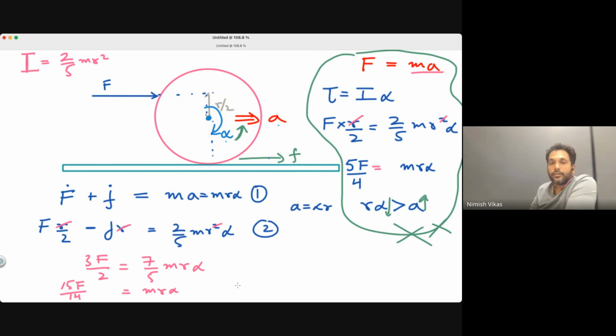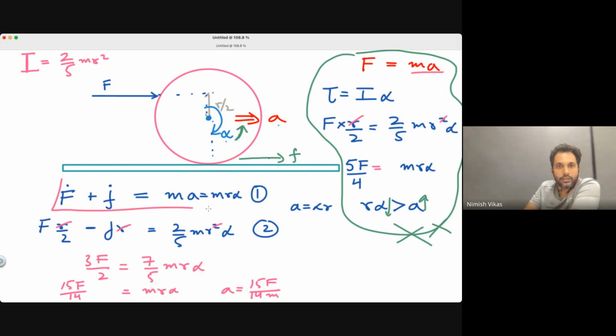I asked somebody, and he just casually said it is F by m. It is not F by m. I'm pretty sure that you would have calculated correctly: 15 F by 14 m, not F by m. Because a very small friction is acting, it is slightly away from F by m, 1 by 14 away. How much is the friction, by the way?